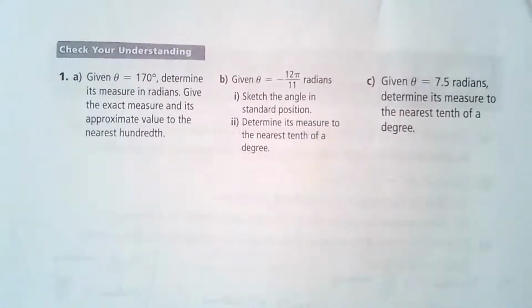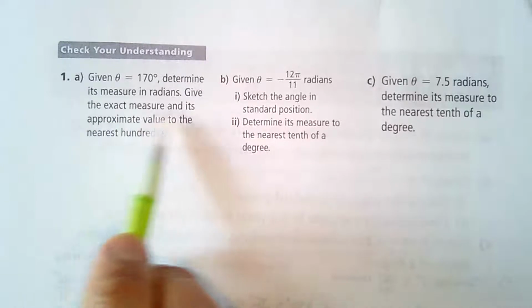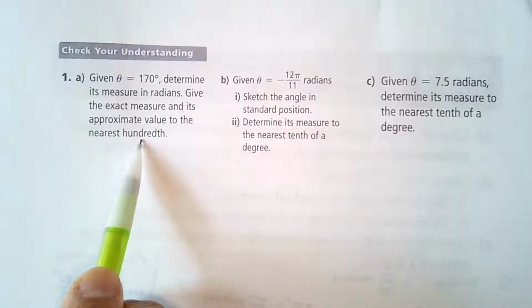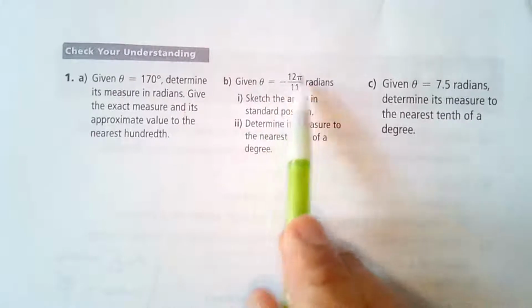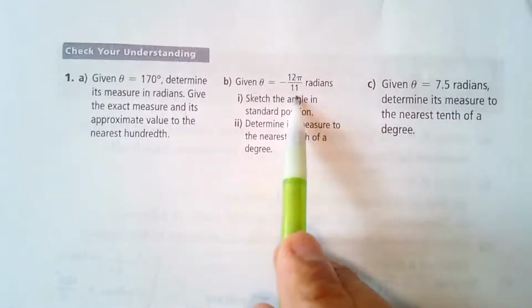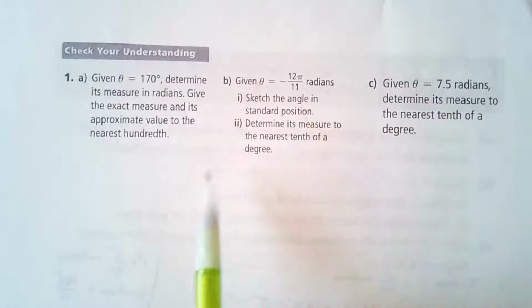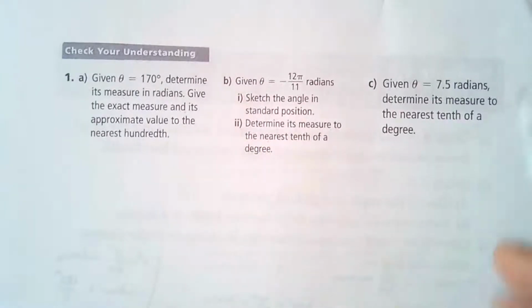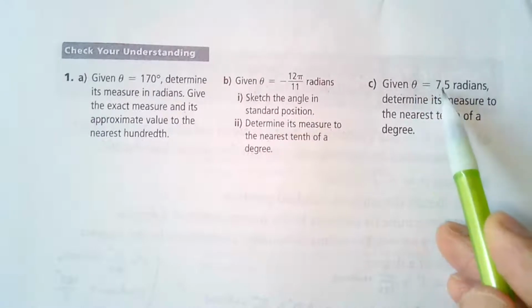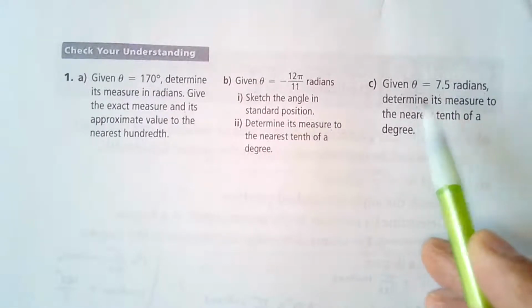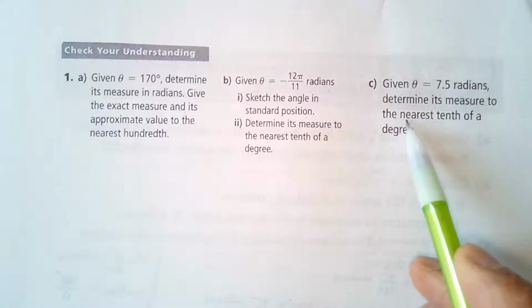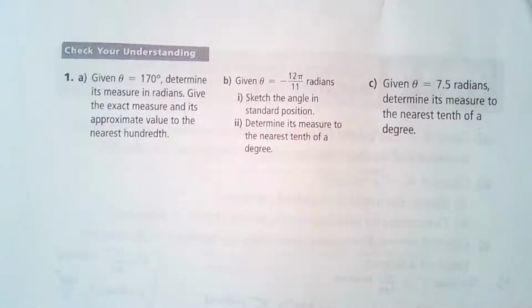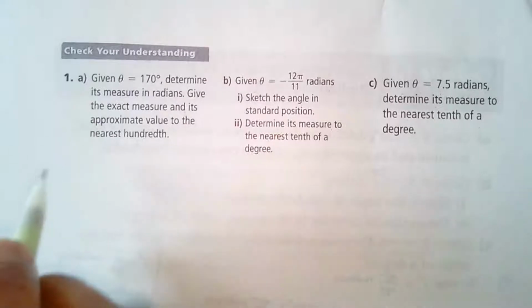You're given theta at 170 degrees, determine its measure in radians. Give the exact measure and its approximate value to the nearest hundredths. Part B, you're given theta is negative 12 pi over 11 radians, sketch the angle in standard position, determine its measure to the nearest tenth of a degree. And the final part, given theta equals 7.5 radians, determine its measure to the nearest tenth of a degree. So let's start off with part A.